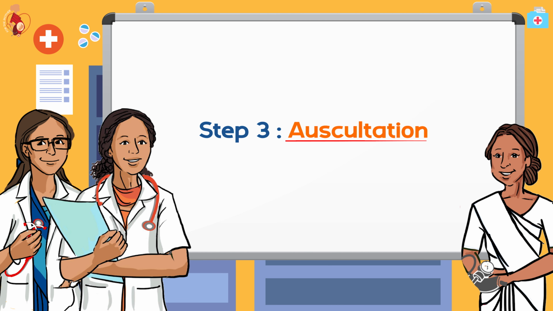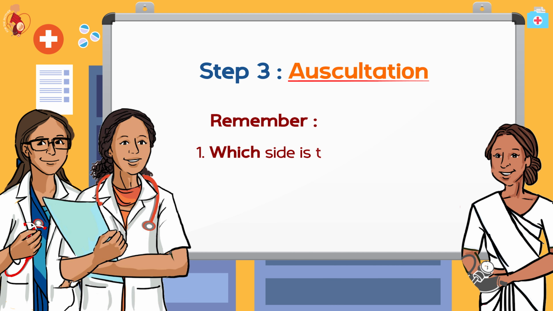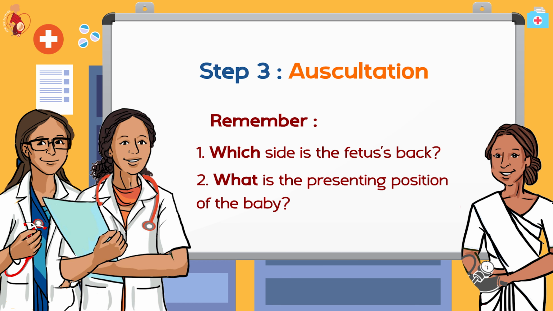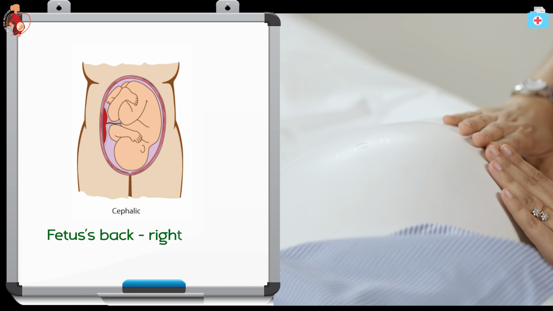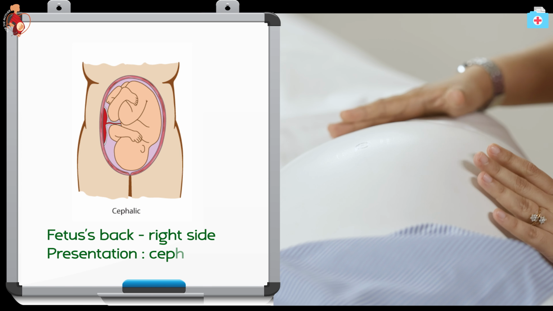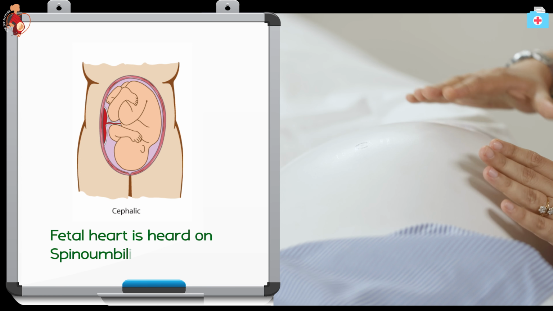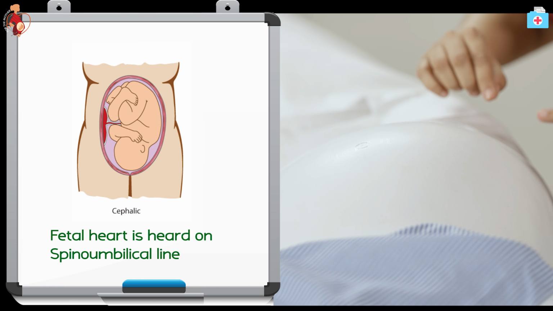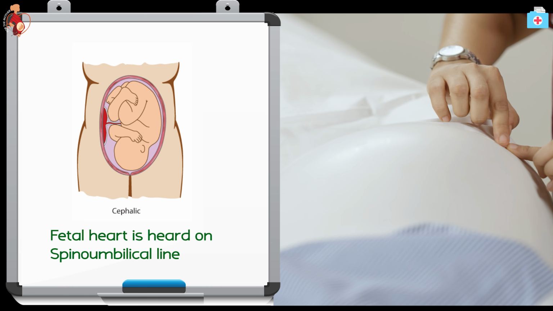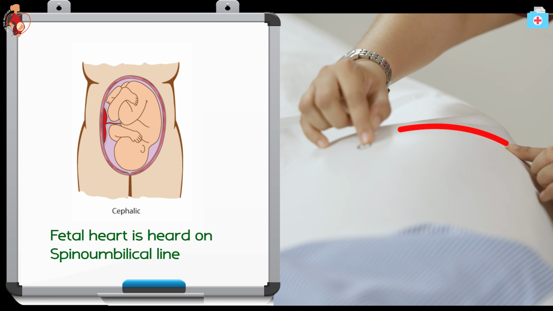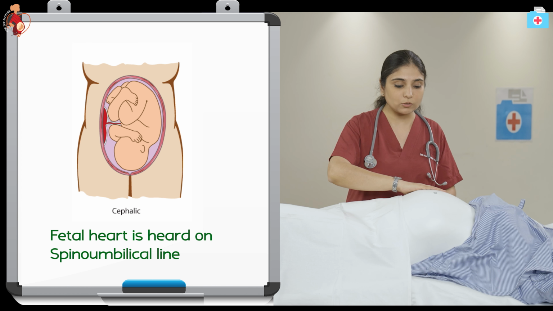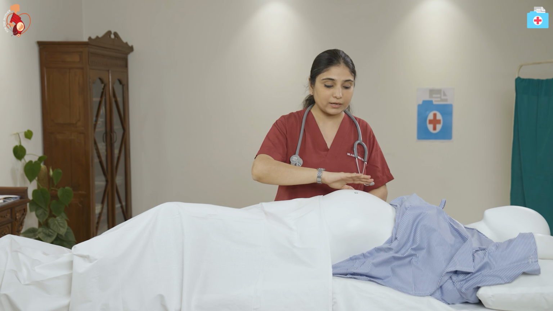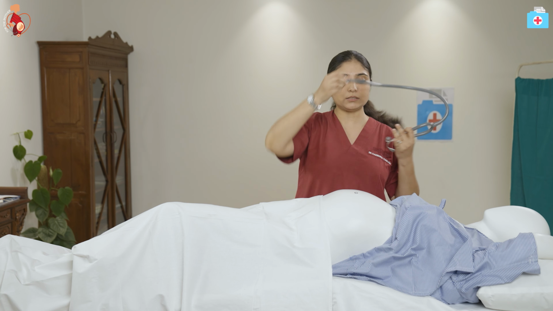For auscultation, there are 2 things that you have to keep in mind. Which side did you find the fetus's back, and what is the presentation of the baby? Now imagine that the presentation of the baby was cephalic and we found the fetal back on the right side. In cephalic presentation, the fetal heart is heard in the spino-umbilical line, that is, the line joining the mother's anterior superior iliac spine to the umbilicus, on the side on which the fetus's back is there. So we have identified the site where the fetus's back is. We will take a stethoscope.